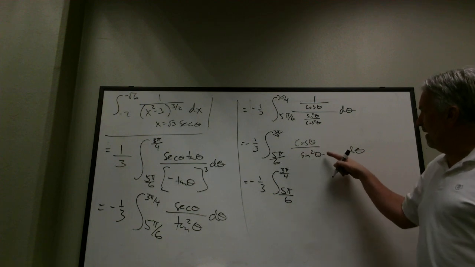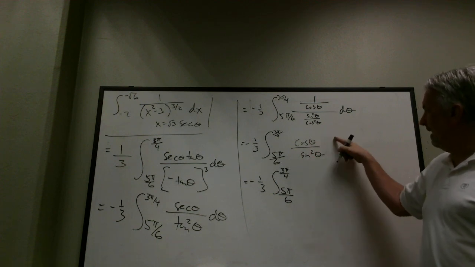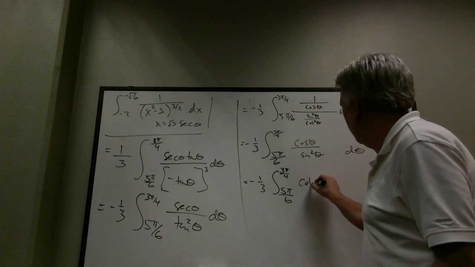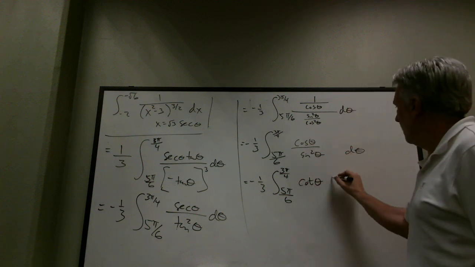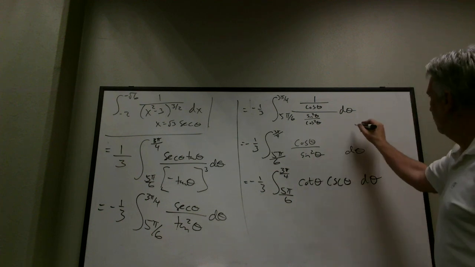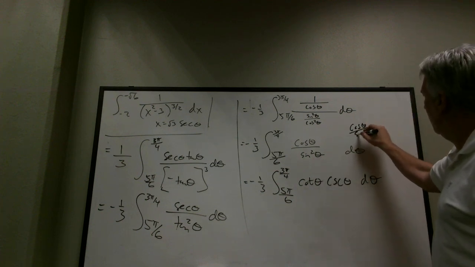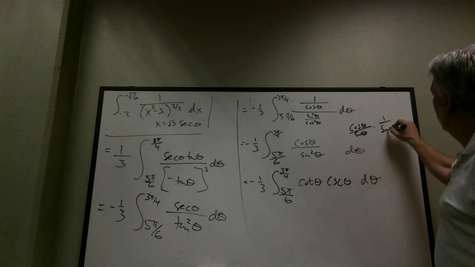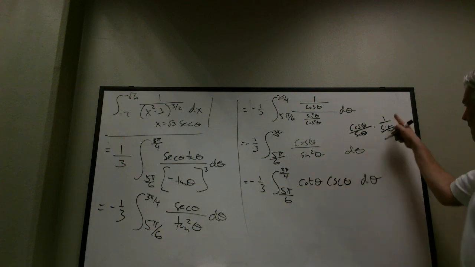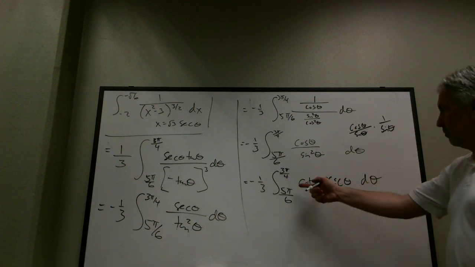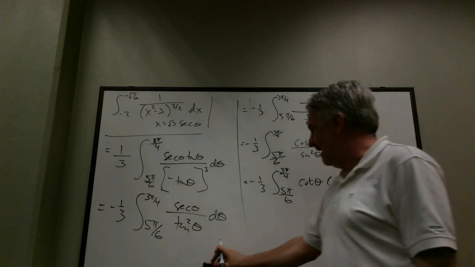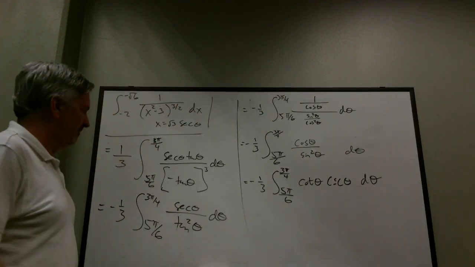If you break this up as cosine over sine times 1 over sine, right? Cosine over sine is cotan theta, and then 1 over sine is cosecant theta. So if you do some rewriting, you see what I'm doing? I'm breaking this up as cosine over sine times 1 over sine. And cosine over sine is cotan, 1 over sine is cosecant. And notice we can integrate that.